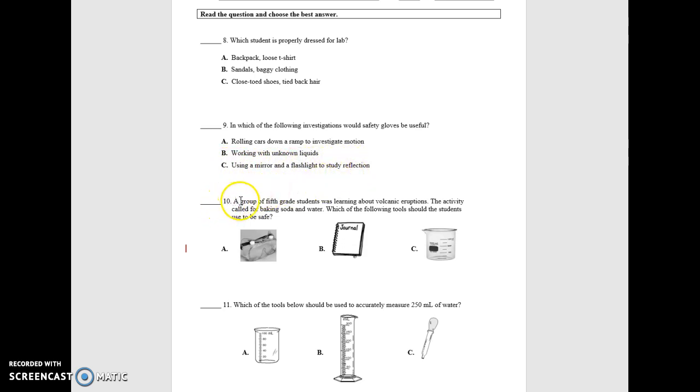Number 10. A group of 5th grade students was learning about volcanic eruptions. The activity called for baking soda and water. Which of the following tools should the students use to be safe? A. Goggles. B. Journal. C. Beaker.